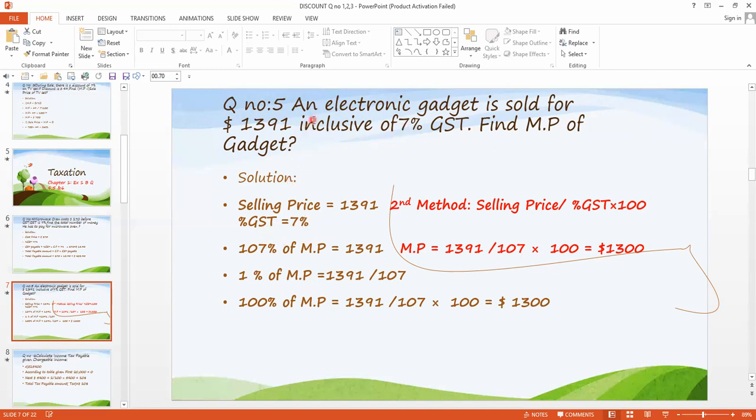We have to use the unity method. First you have to write 107% of market price is equal to 1391. It is already given in the question. If the GST is 7%, we have to add 100 plus 7, so we write 107% of market price is equal to 1391. This is the given information.